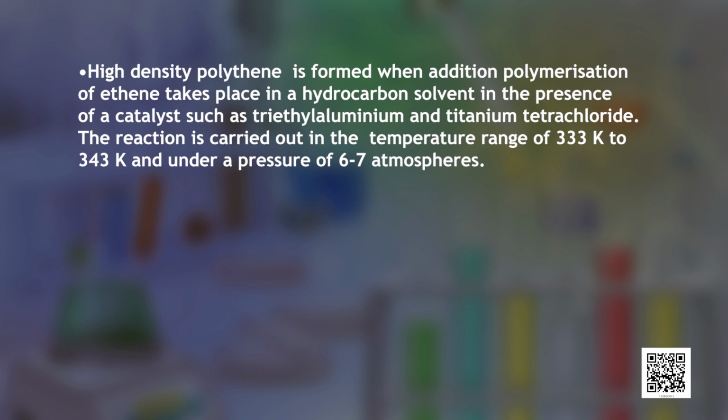When I talk about high density polythene, it is formed when addition polymerization of ethene takes place in a hydrocarbon solvent in the presence of a catalyst such as triethyl aluminum and titanium tetrachloride. The reaction is carried out in the temperature range of 333 Kelvin to 343 Kelvin and under a pressure of 6 to 7 atmospheres. You can very well see how the temperature and pressure determine the type of polythene that is obtained.